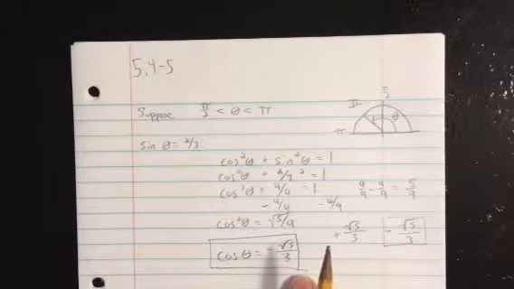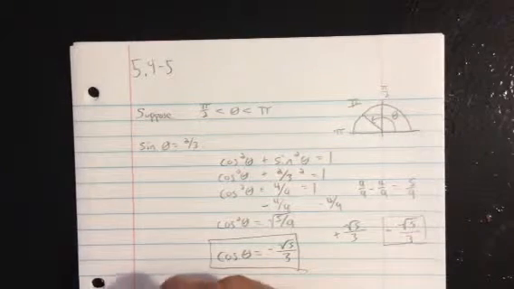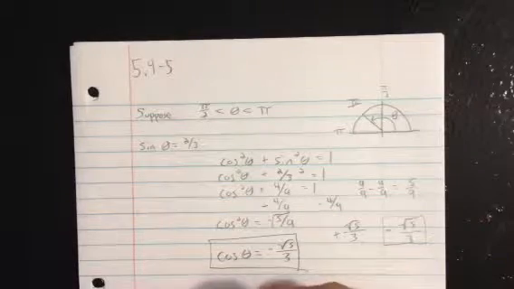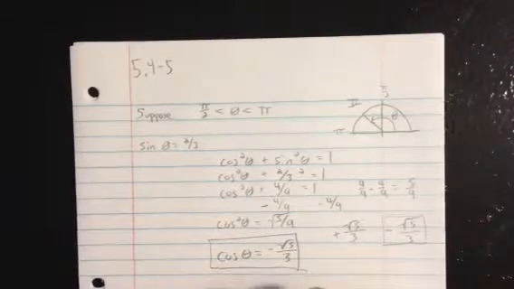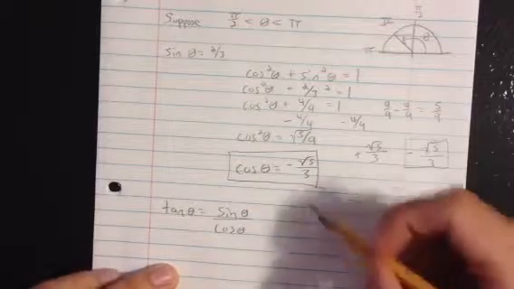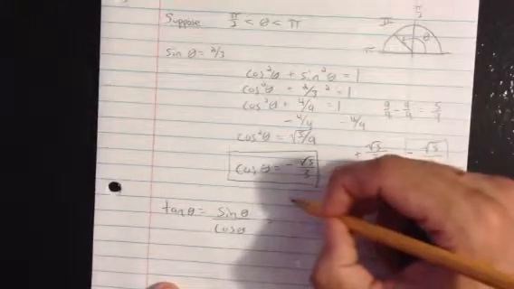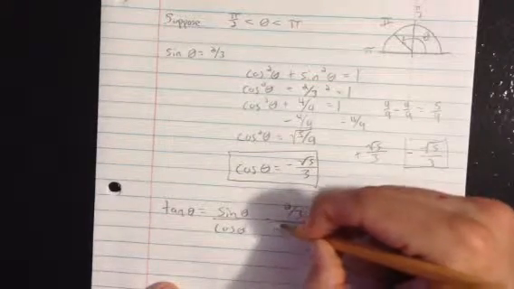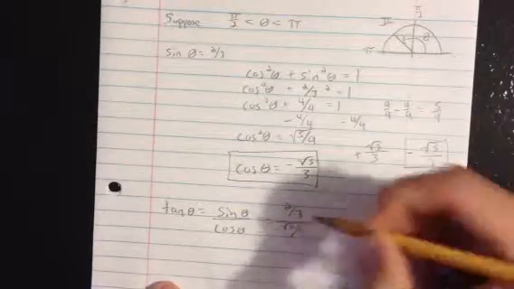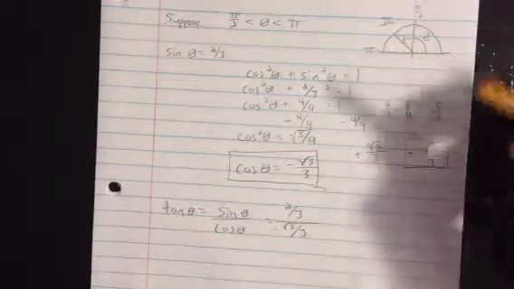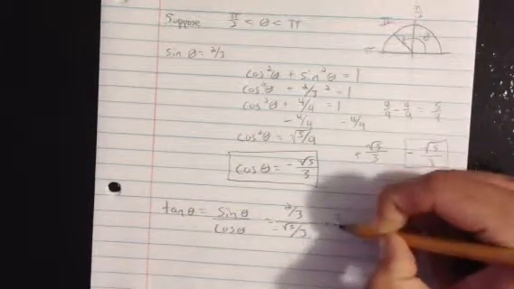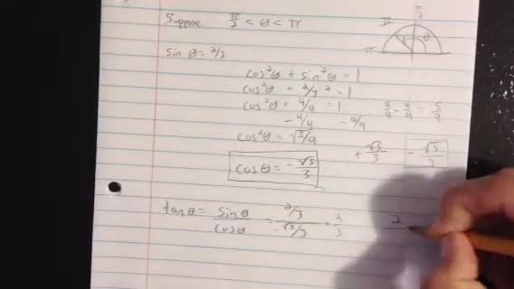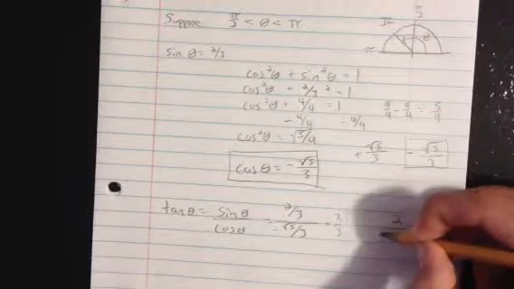Now that we have our cosine, we can find our tangent. Tan theta equals sine theta over cosine. We must substitute these in. It's going to give us 2/3 over our cosine, negative root 5 over 3. Now multiplying by this, which is the same as 1, we're going to get 2 over negative root 5.